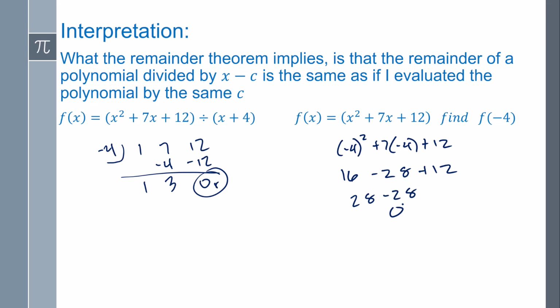Now, why is this important? This tells us that dividing can find us our zeros, right? There's a relationship between dividing by a linear factor and being able to evaluate and find our zeros, which then leads us to the next theorem. So we need to know this one.